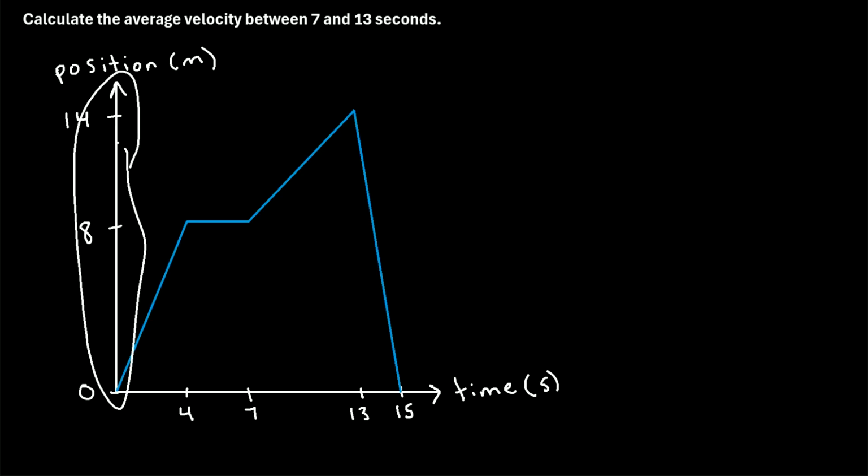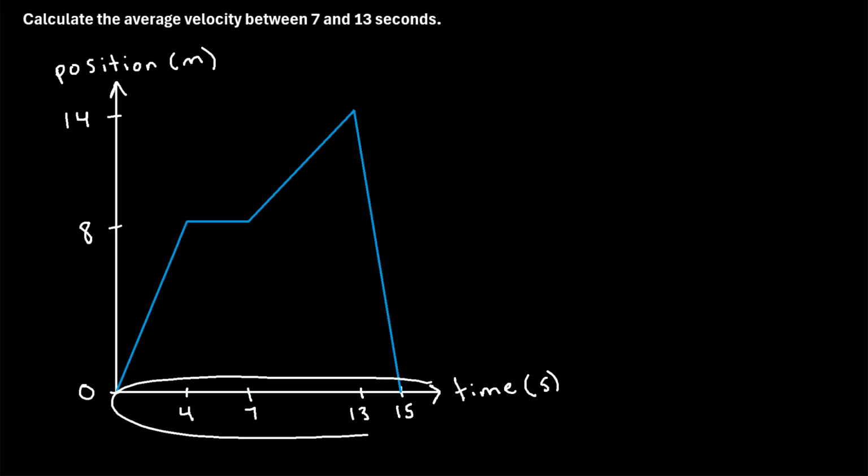The y-axis shows the position of the object and it's measured in meters. The x-axis shows the time and that's measured in seconds.